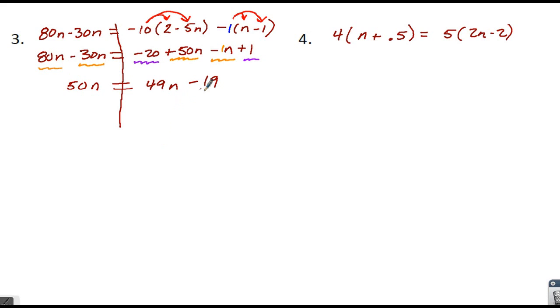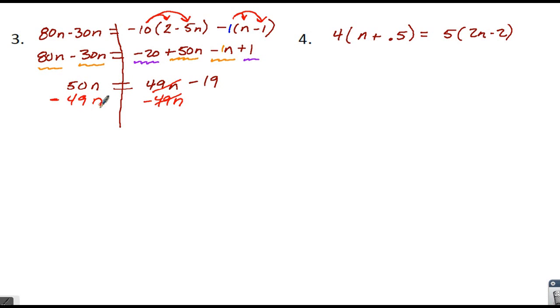Alright, so our next step here is to choose the smaller of the variables. So we have 50n and 49n. Which one's smaller, 50 or 49? It's 49. So that's the one we're going to subtract. It's the smaller one, and we're going to subtract both sides by 49n. The 49n is going to cancel, and we end up with 50 minus 49. When you choose the smaller of the two variables, between the 50 and the 49, which is 49, you're always going to end up with a positive.